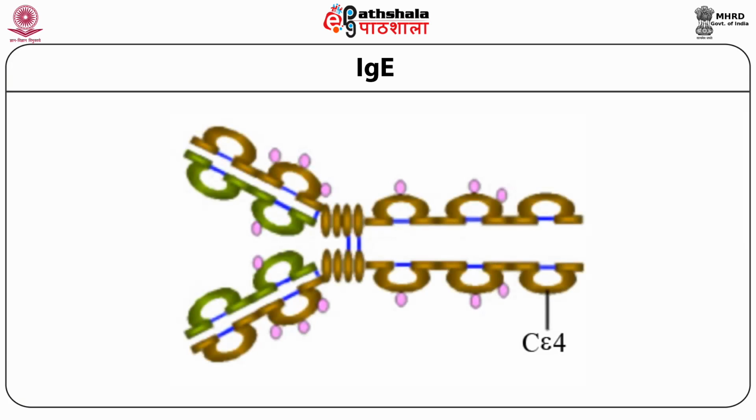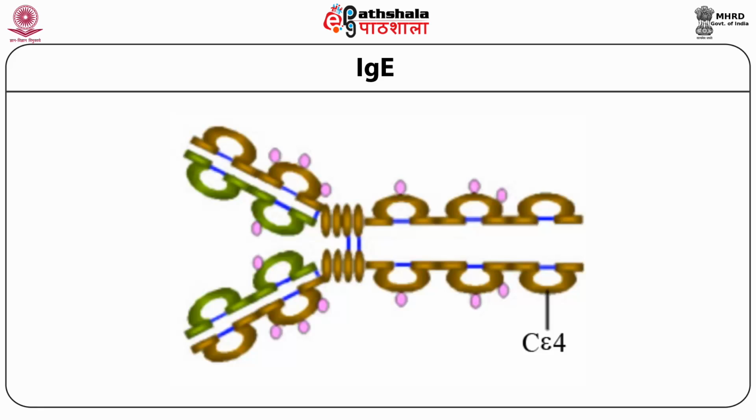The concentration of IgE in serum is the lowest among all the Ig under normal conditions. Its heavy chain is epsilon and the molecular weight is 188 kilodalton. Apart from IgM, it's the only Ig having 5 heavy chain domains. Other Ig have 4 heavy chain domains. It's not involved in complement activation.